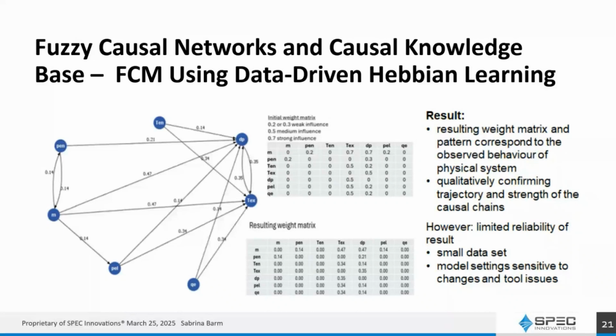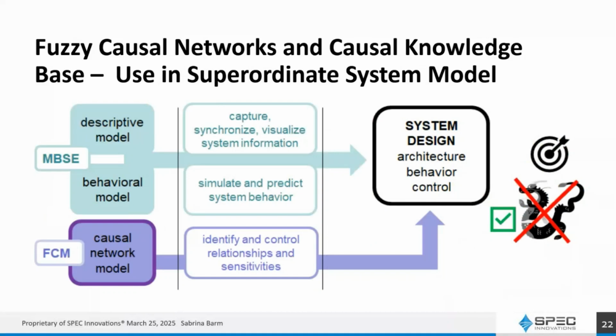However, we need to consider that we had been using a really small data set of only 23 data points, and that is really small for a pattern recognition. And while working with that method, we have also realized that the results of such FCM are really sensitive to model settings and changes in the model settings, and also tool issues. So it's somewhat, I wouldn't say novel method, but it's not as widely used, and we saw that it's due to quite a few challenges, but that will not stop us.